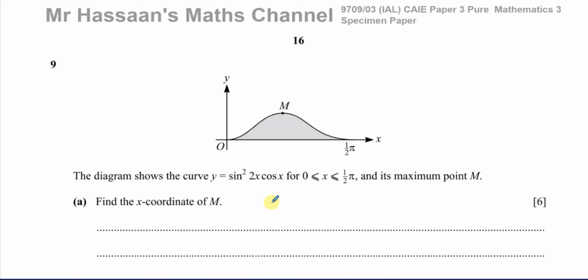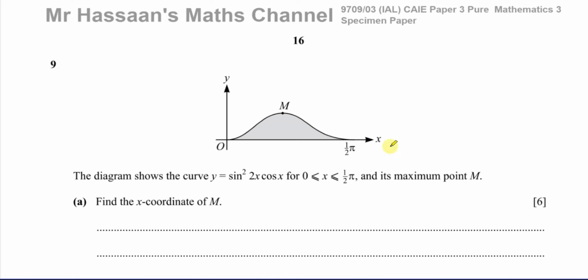So for the first question of 9 part A, it says the diagram shows a curve y equals sine squared 2x times cosine x for x values between 0 up to half pi inclusive and the maximum point M. So we've got to find the x coordinate of the point M. Now M is, as they say, the maximum point.